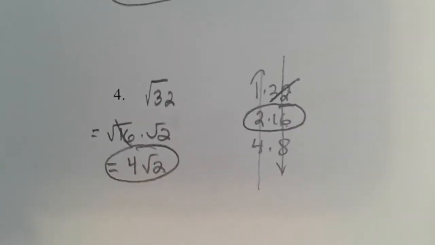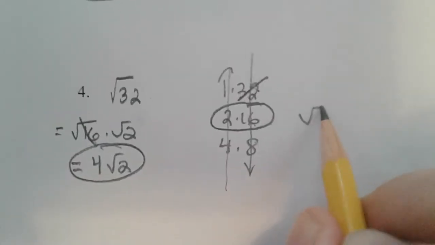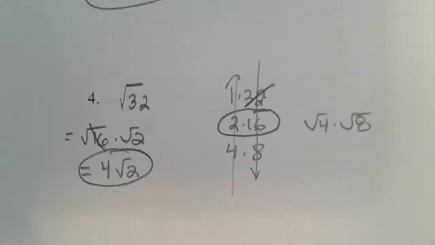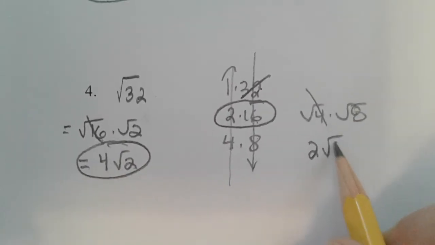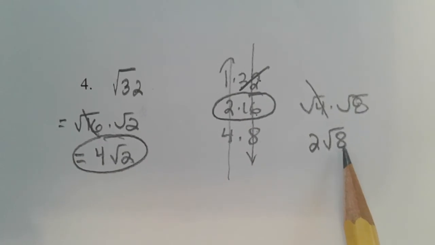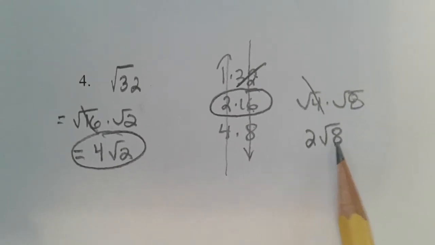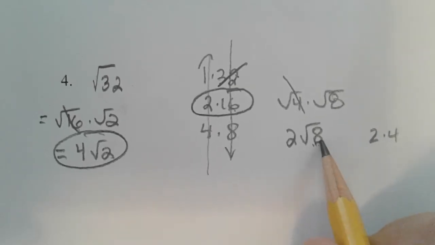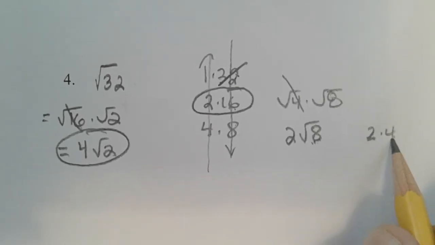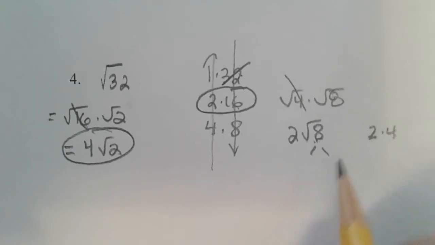Now, let's say you didn't catch that, and let's say you used the square root of 4 times the square root of 8. You would take the square root of 4, which is 2, bring the second piece down. But if you checked here, this number 8 also has a perfect square factor, because 8 is 4 times 2, or 2 times 4. So then you'd have to break this down again.